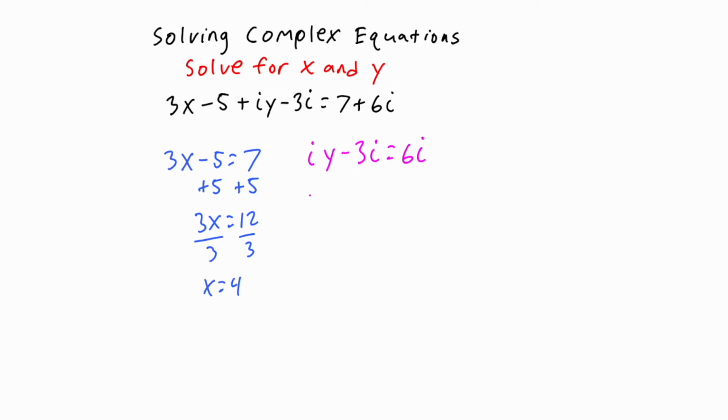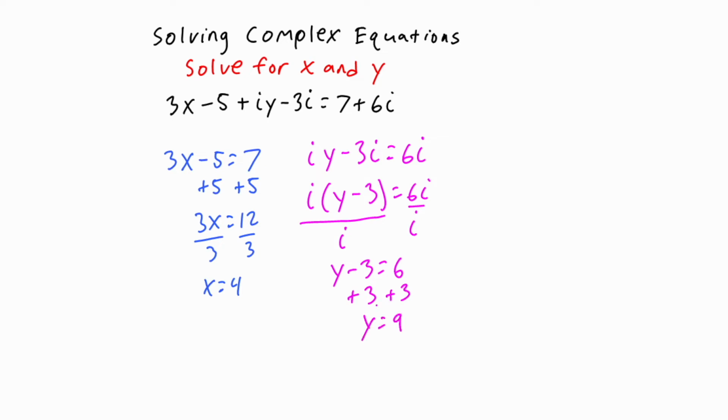On the right, there's an i in every term. So we can factor out an i. So we've got i times y minus 3 equals 6i. And now we can just divide the i out because it's in both. And we're left with y minus 3 equals 6. Add 3 to both sides. y equals 9. And so we've got y equals 9, and we've also got x equals 4. So we solve for both x and y by splitting the real part and the imaginary part, and then solving each separately.